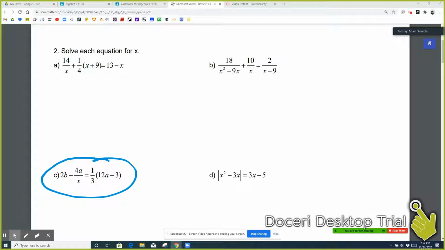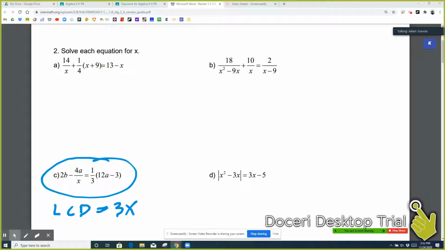So first thing I'm going to do is get rid of the denominators by multiplying by the LCD. So the LCD, the least common denominator, is going to be 3x because we only have two denominators and they are both relatively prime, which means they have no common factors. And we don't know what x is, so the only factors of x we can assume is just x and 1. So we're going to multiply everything by 3x.